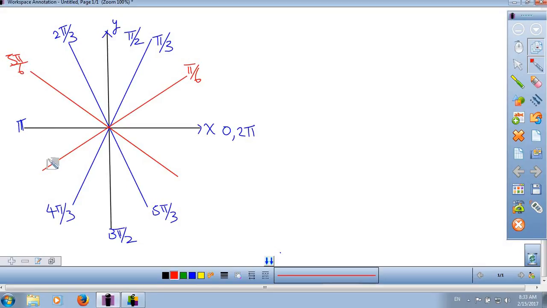This is 6 pi over 6. This one will be 7 pi over 6. So basically, we're just counting by pi over 6. 8 pi over 6, 9 pi over 6, 10 pi over 6, and this one will be 11 pi over 6. And coming back to the full revolution would be 12 pi over 6, which is equal to 2 pi, right? 12 divided by 6 is 2. So that is another common set of multiples and angles that we will be using.